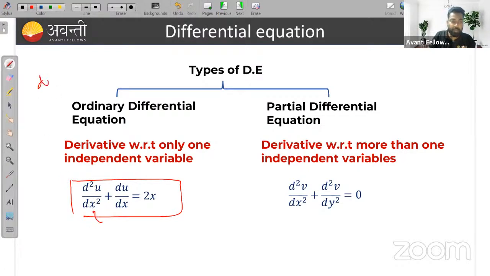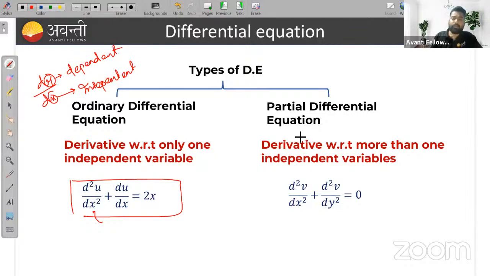That means in dy by dx, x is my independent variable and y is my dependent variable. Yes or no? Dependent variable.